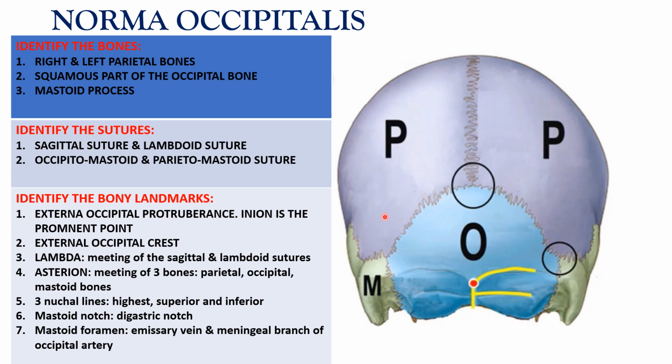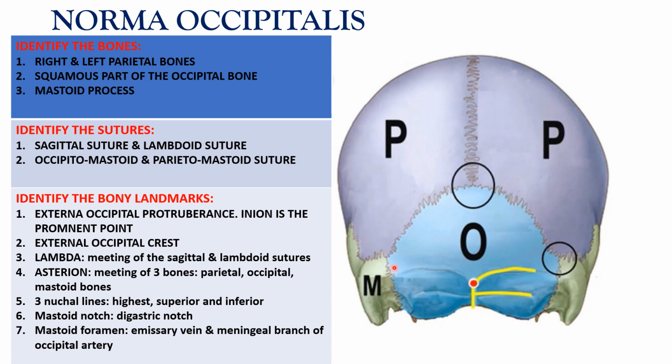Then now we have another suture, a suture between the parietal bone and the mastoid bone, called the parieto-mastoid suture. So this is it, between the parietal bone and then the mastoid bone, parieto-mastoid suture. Then we have another suture between the occipital bone and the mastoid bone. So this is the suture here, called the occipitomastoid suture, right?